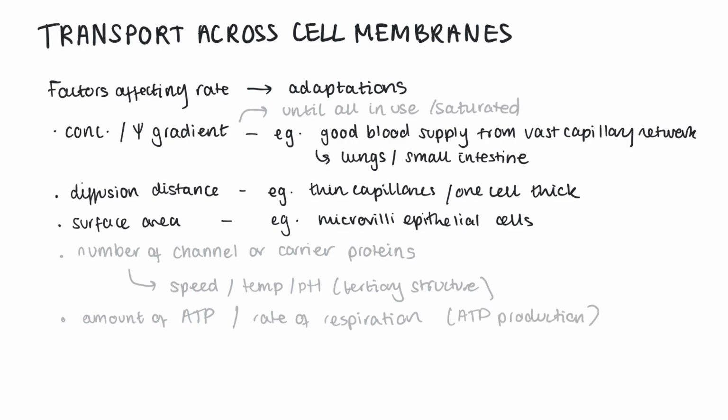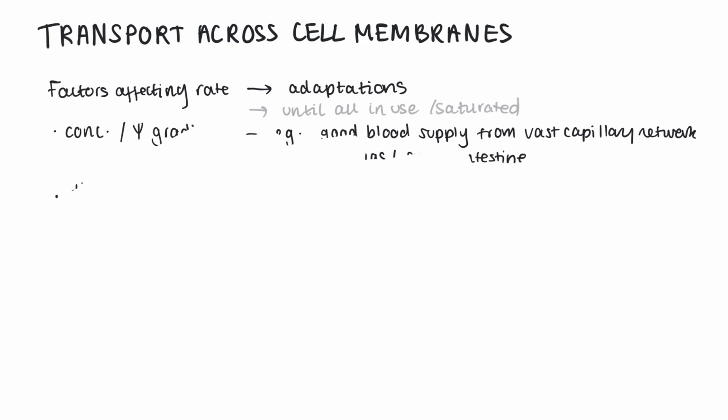I've seen quite a lot of questions where they give some cells a respiratory inhibitor which stops respiration, and you're asked to explain the effect of this on active transport, and it would stop it because we don't have any ATP to transport it against the concentration gradient.